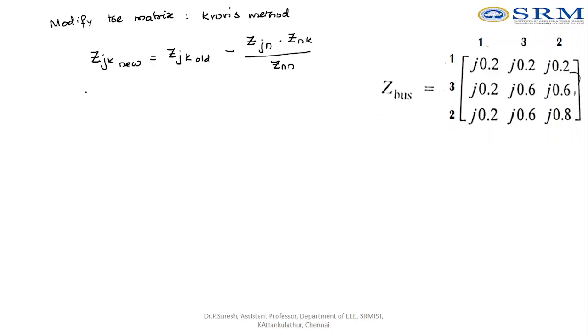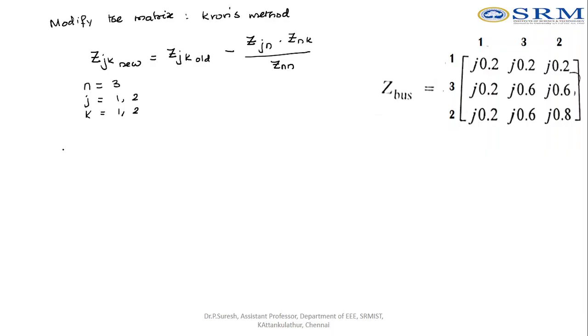So here, what is n? n is nothing but which row and which column should be eliminated. From this matrix the third row and third column should be eliminated, so here n equal to 3. What are j and k? j is nothing but the bus numbers. Bus numbers are 1 and 2 because we are going to construct a 2 by 2 matrix. So the j value will be 1, 2 and the k value will be 1, 2.